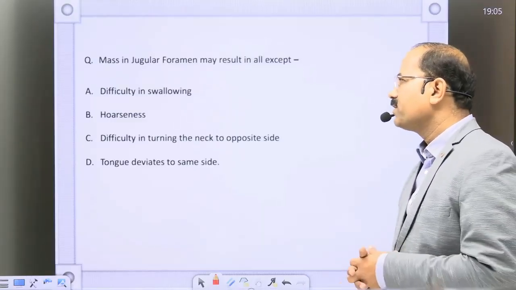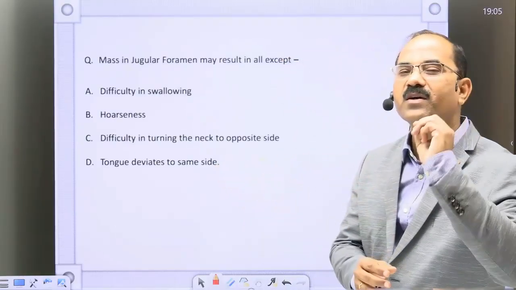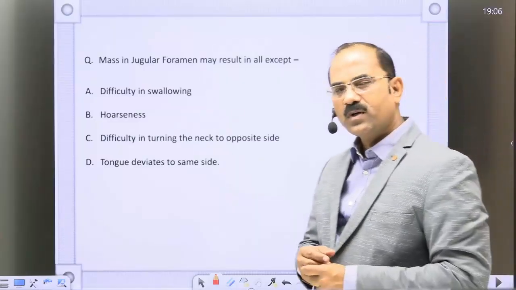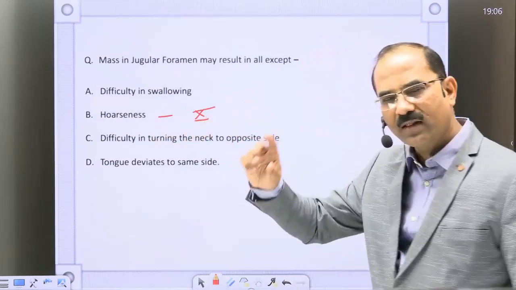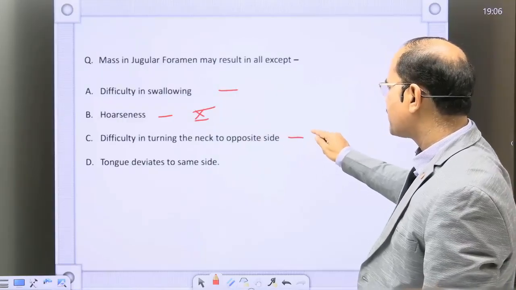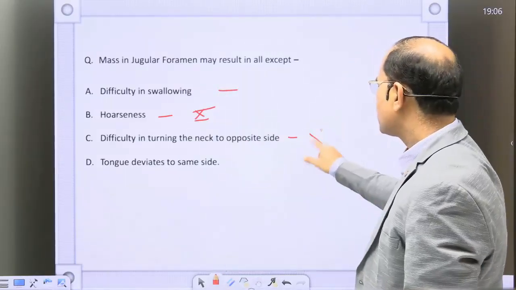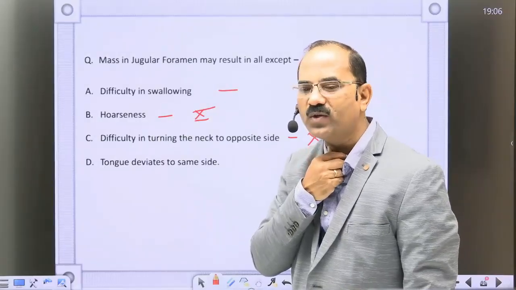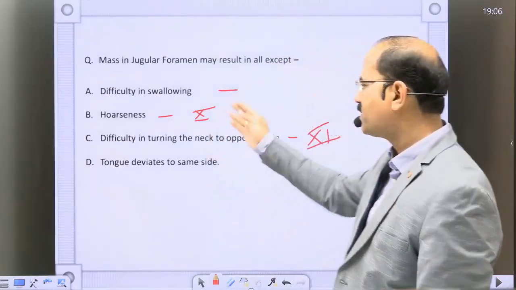A mass in the jugular foramen may result in all except... So a mass in the jugular foramen would compress these three nerves which pass through the jugular foramen: the 9th, 10th and 11th cranial nerves. So what does the 9th nerve supply? Hoarseness of voice is involvement of the 10th nerve. Difficulty in turning the neck to the opposite side is the 11th nerve. Who turns the neck to the opposite side, students? The sternocleidomastoid. And which nerve supplies the sternocleidomastoid? The accessory nerve, which passes through the jugular foramen.